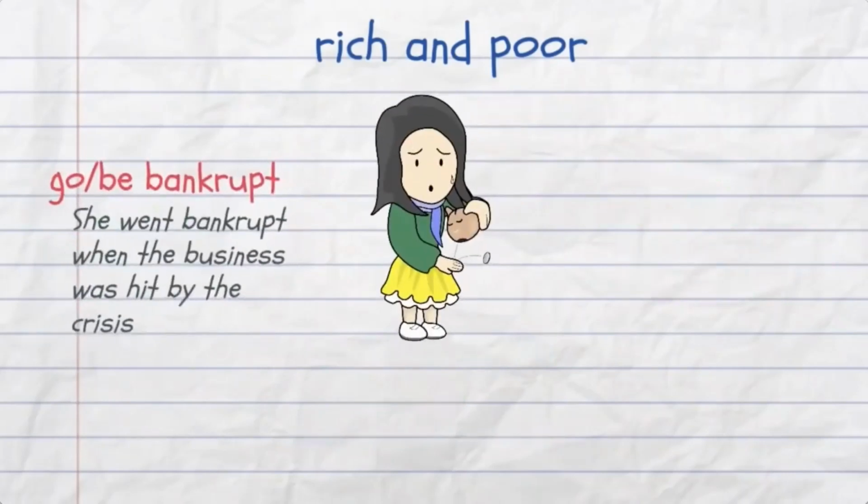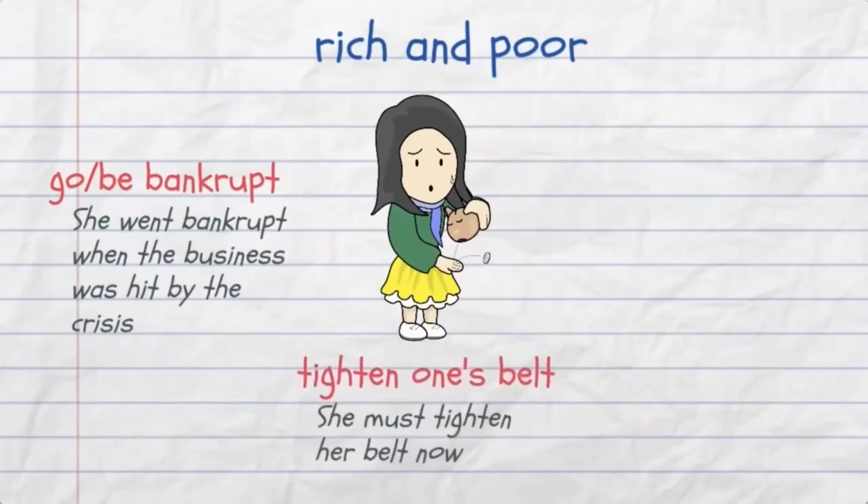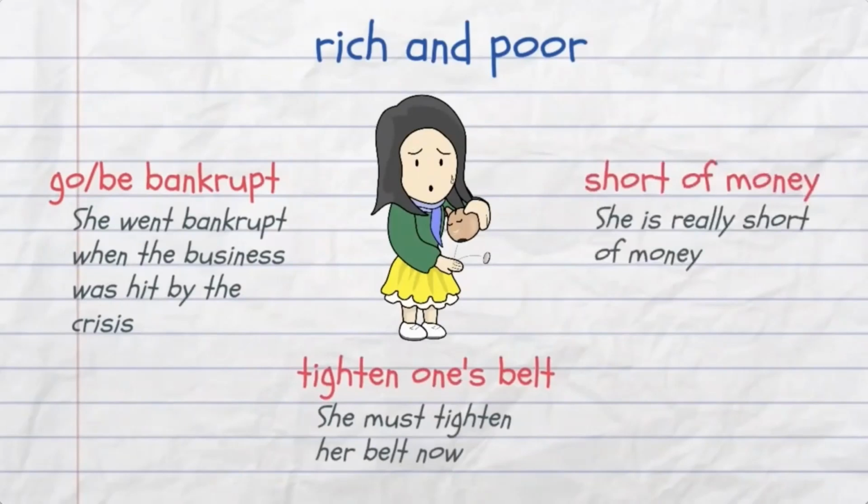Some idioms to talk about lack of money: go bankrupt. She went bankrupt when the business was hit by the crisis. Tighten one's belt. She must tighten her belt now, which means to spend much less than usual. Short of money, meaning not to have enough money. For example, she's really short of money.